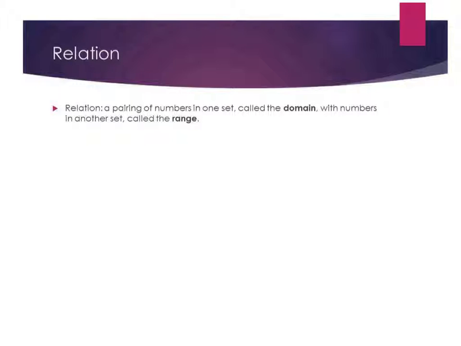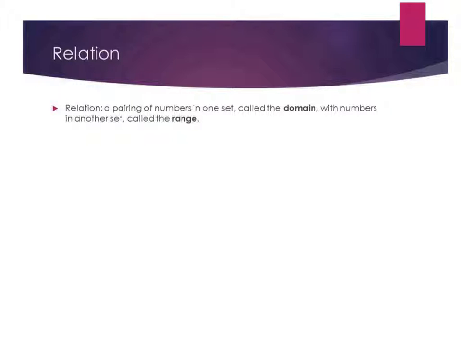So here's the definition of relation. It is a pairing of numbers from one set, which we call the domain, with numbers in another set, which we call the range. And there's many ways to represent a relation.